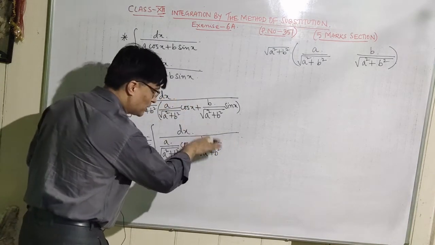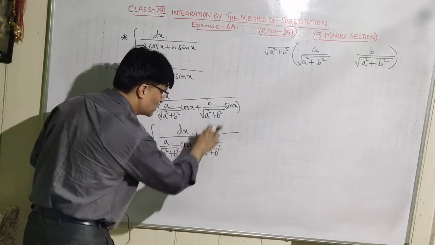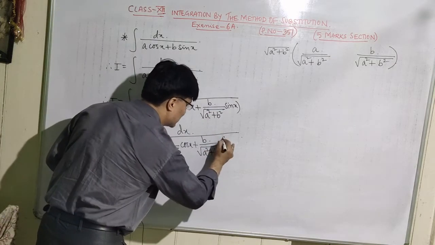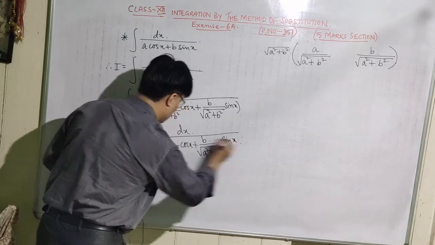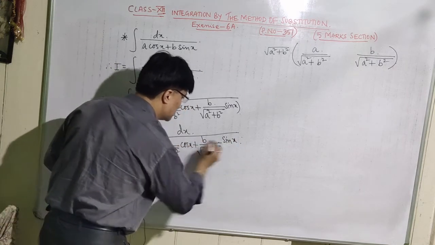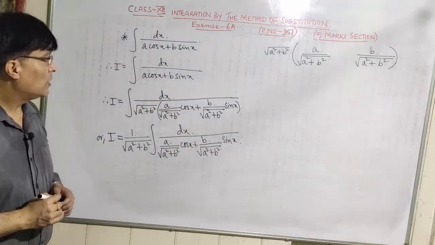This b upon root over a square plus b square sin x, this sin x is a little bit up. This is b sin x. This is a cos x and this is your b sin x, okay?